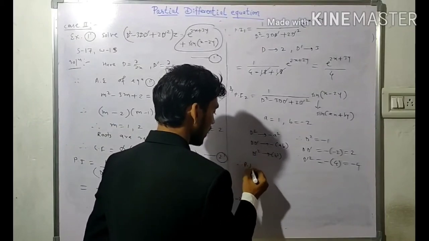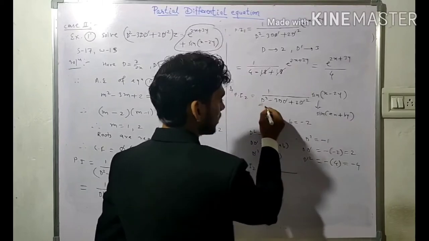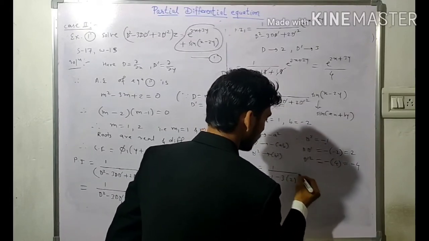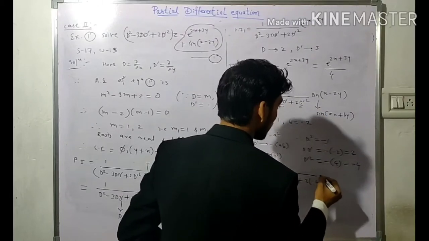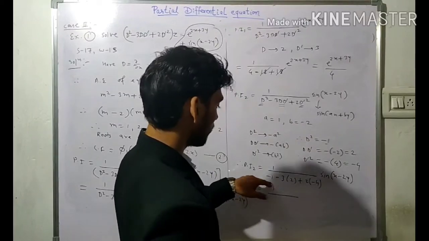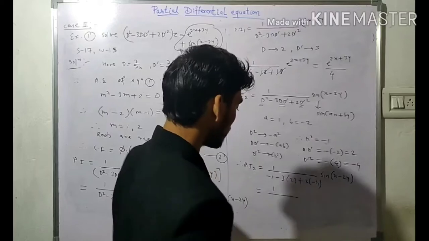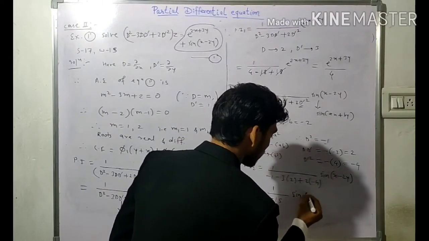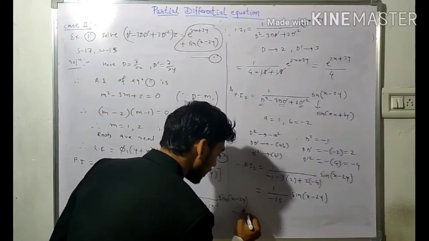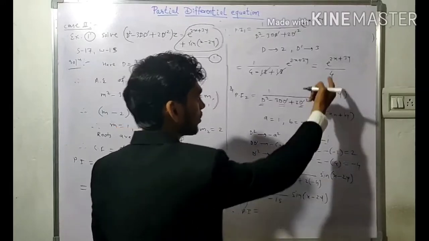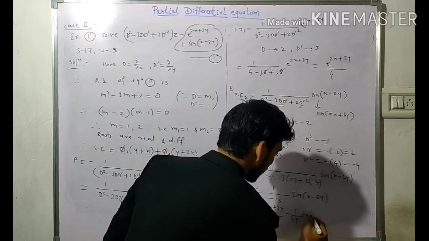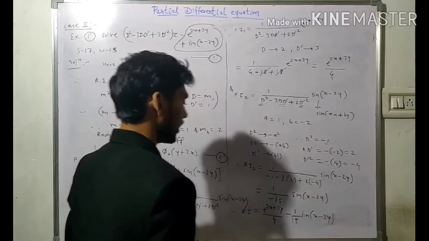Therefore, PI2 is equal to 1 upon, now D square is equal to minus 1, minus 3 into D D dash, that is plus 2 into D dash square, which is minus 4, sine function as it is, which is equal to 1 upon, now it is minus 1 minus 6, that is minus 7, and minus 8, minus 15, sine of x minus 2y, and that is our PI2. Therefore, the complete PI is equal to PI1 plus PI2, that is e to the power 2x plus 3y upon 4 minus 1 upon 15 sine of x minus 2y. Say equation number 3.